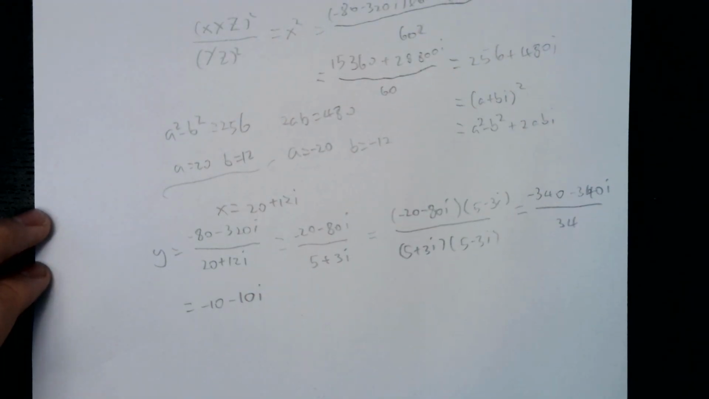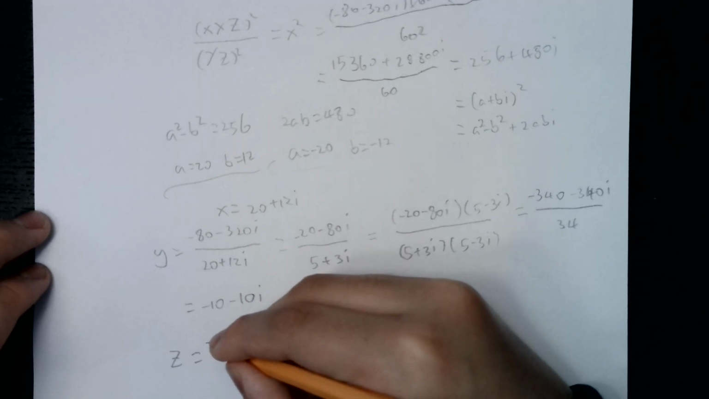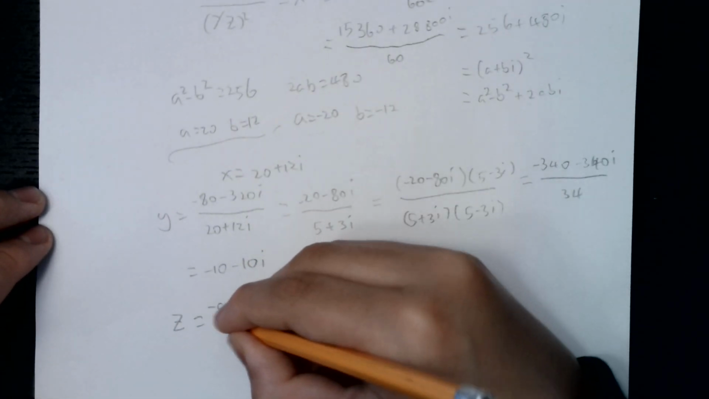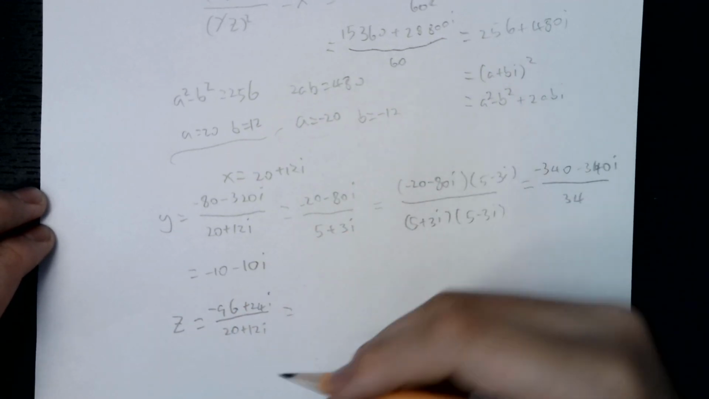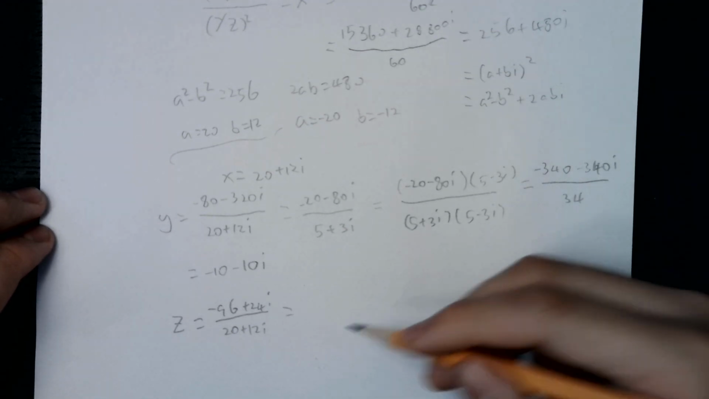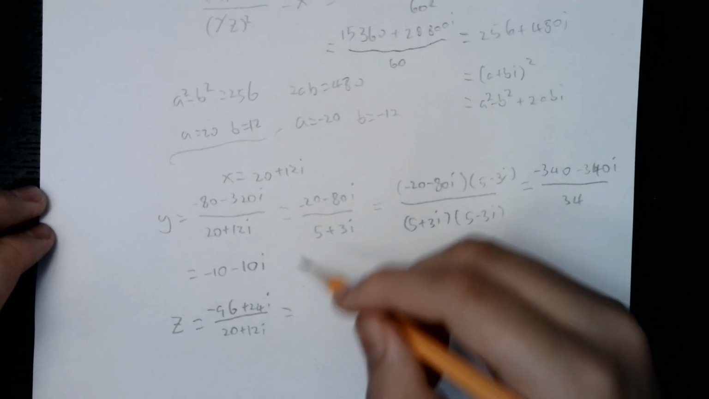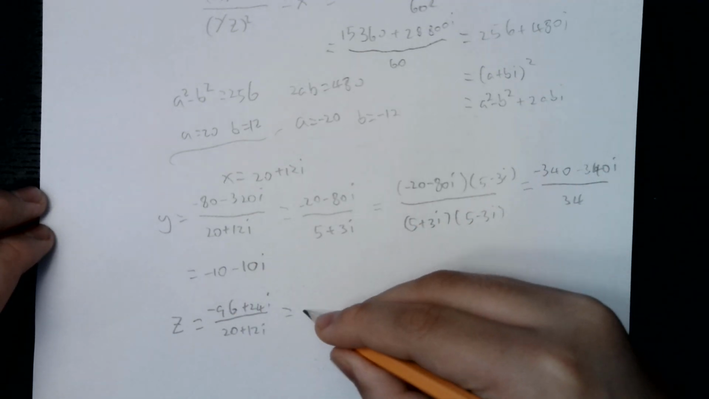Now, you'll use the same premise with z. So z is going to equal negative 96 plus 24i divided by 20 plus 12i. And the same concept here is that you just remove 4, which is a common factor, and after that you multiply by 5 minus 3i to conjugate it, and after that you solve. To save time here, I'm not going to do that whole process again, so I'll just write out the answer, negative 3 plus 3i.